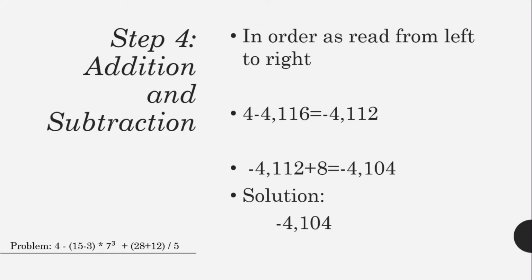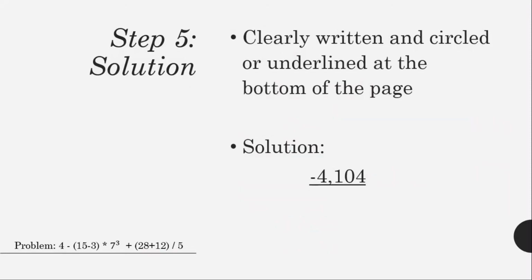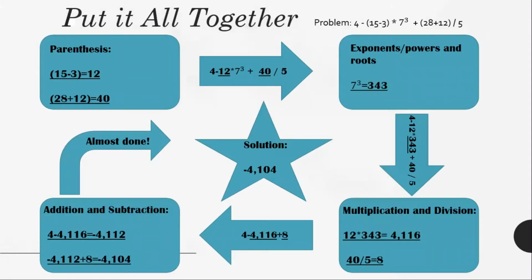Some teachers stop here, but I like to add one more step to make my life easier and yours a little harder. I want you to rewrite the solution at the bottom of your page or your work area and underline it, circle it, box it, highlight it, whatever you want to do to make it clear that that is your final answer. Now here it is all put together. We start with our original problem. Step 1 is parentheses. And the arrow between the steps is our new expression after solving each step. This goes on with each step, exponents, multiplication and division, addition and subtraction, until you reach the solution.